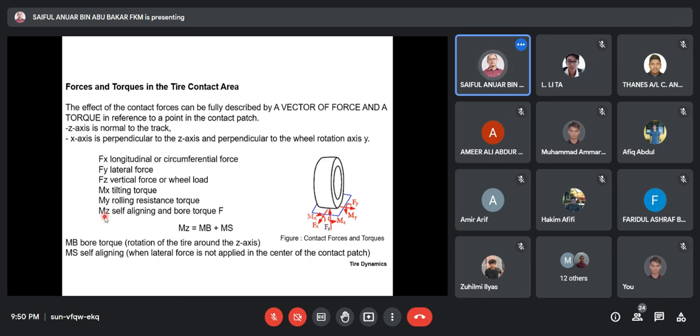And then this one, MZ, is actually the self-aligning torque. This is the one that is going to self-correct your steering system, based on the suspension, camber angle, caster angle, and kingpin angle. That one causes the self-aligning torque. So this is the one that self-corrects your wheels once you finish doing your turn.